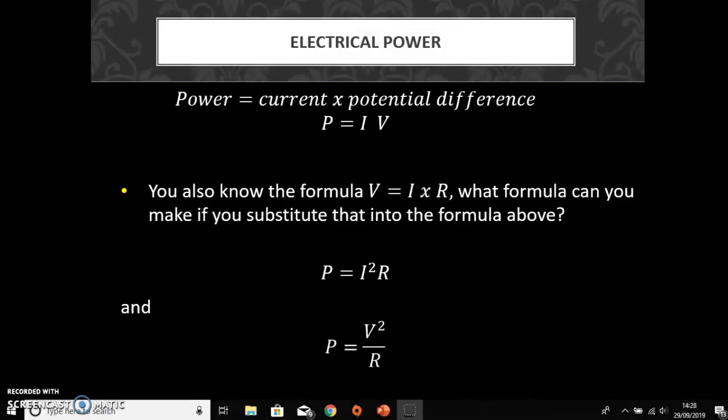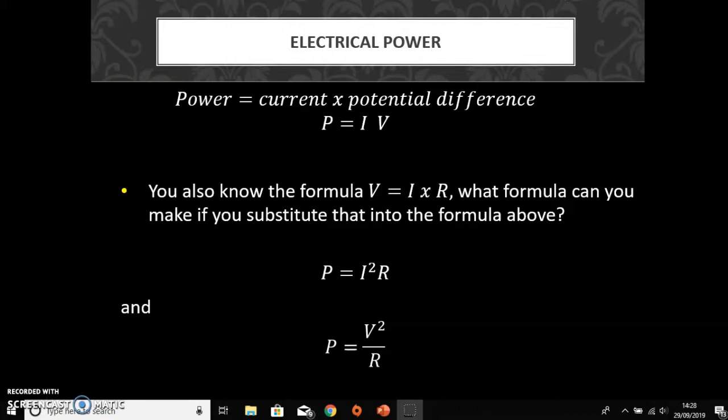So when it comes to electrical power, we have a second equation, and that equation is power is equal to current times potential difference. Those of you who have got your notes in front of you may remember that the equation for the energy transferred in an electrical circuit is equal to ITV. So energy is equal to current times time times potential difference.